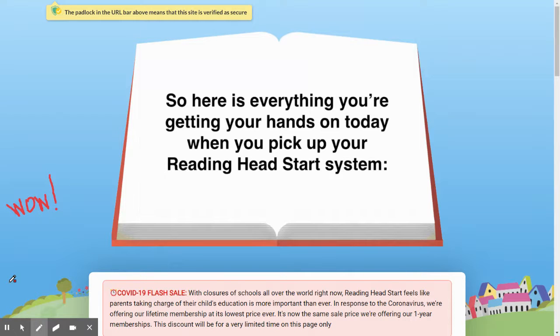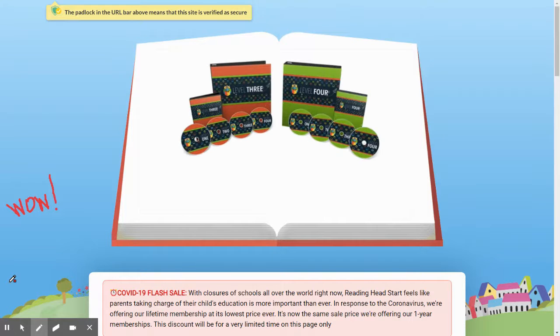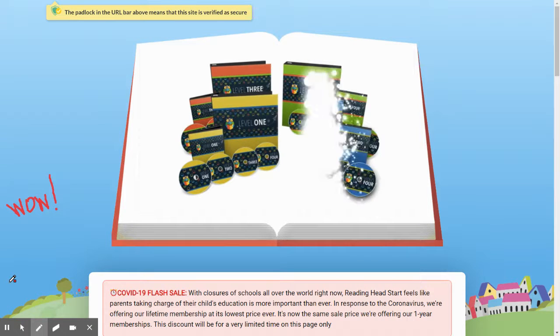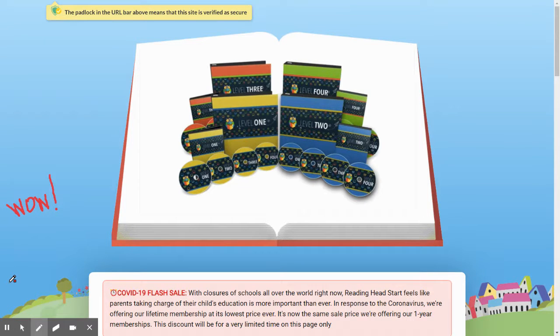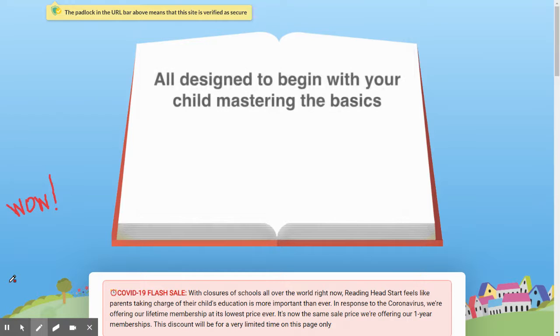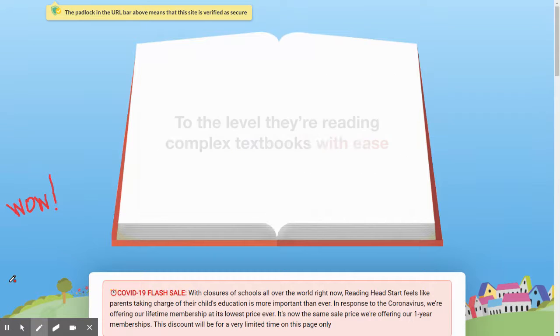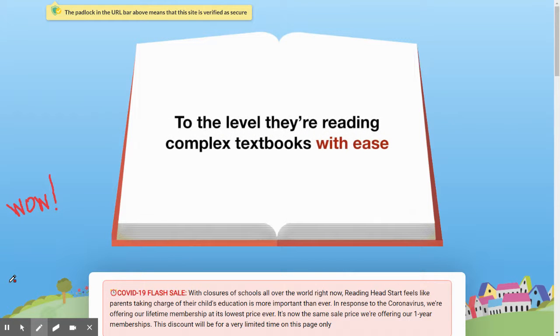So, here is everything you're getting your hands on today when you pick up your Reading Head Start system. First, my system is broken up into 4 individual levels, each one consisting of easy learn reading videos, enjoyable workbooks, along with endless pages of fun reading exercises and games your child will absolutely love, all designed to begin with your child mastering the basics. Then, in a fun and exciting way, progresses them quickly forward to the level they're reading complex textbooks with ease.